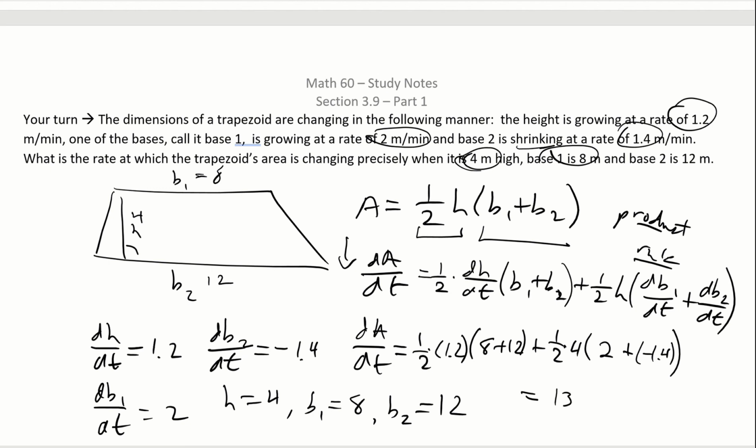Did you? And that's what? Meters per second? This is area, so square meters per second, right? No, minute. Oh, I almost blew it. And that's it. Hope you did well with that one.